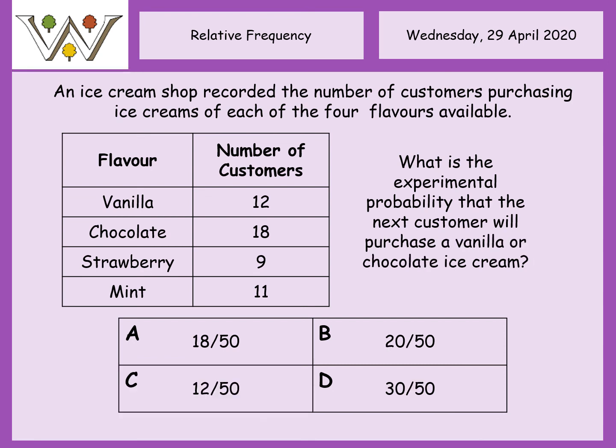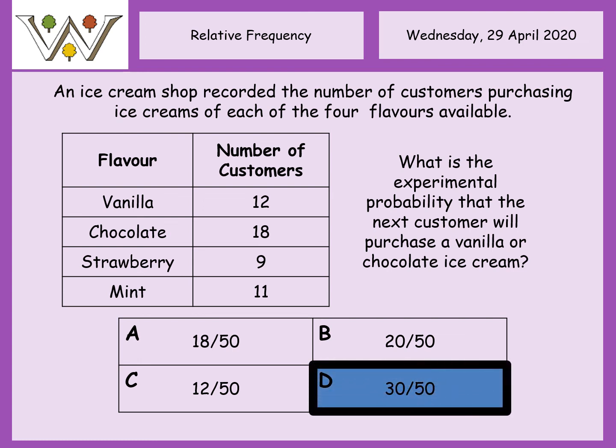What's the experimental probability the next customer will purchase a vanilla or a chocolate ice cream? So vanilla and chocolate, there's 30 out of the 50. So that looks like D to me. Again, if you thought 3/5, you're better than the answer because you've simplified.